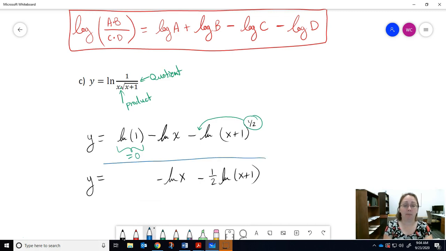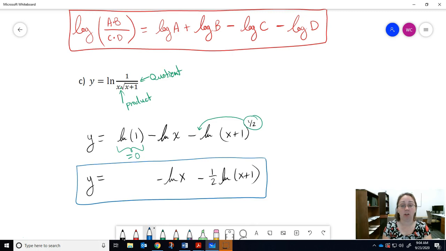That's one you probably want to memorize. ln of 1, log of 1, anything, is going to have a value of 0. So that is your expanded and simplified form. And that was your basic review of the log rules. Like I said, we're going to use this a lot in the next derivative topic. So practice these, and I'll see you in the next video.